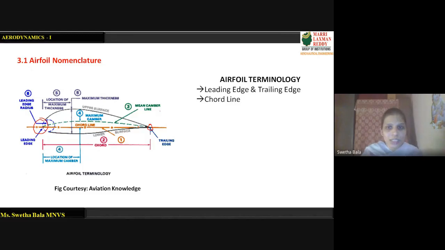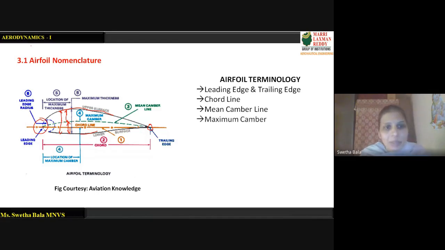Next one, what is a mean camber line? Now this is your upper surface of the airfoil, lower surface of the airfoil. If you are having all the lines perpendicular to the chord line, and joining the midpoints, which is dividing the airfoil into equal halves, top and bottom, you can see the green line. That's your mean camber line. It is the line joining the midpoints of the upper surface and the bottom surface.